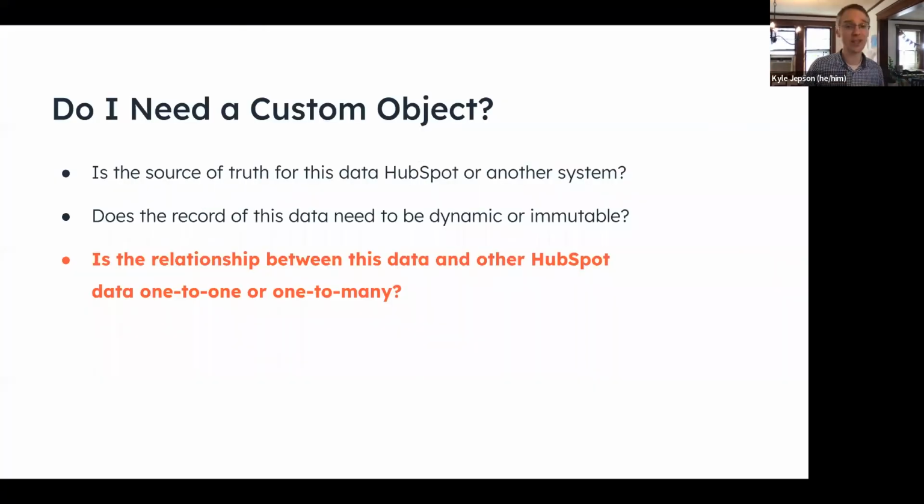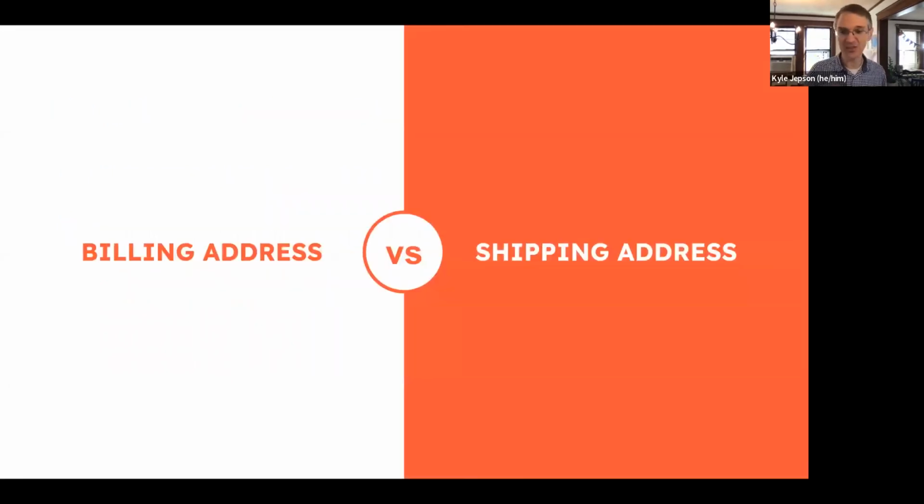Question 3 is the relationship between this data and other HubSpot data one-to-one or one-to-many? So think of a billing address versus a shipping address, right? If I'm your customer, you might require me to have just one billing address. And maybe for that, you use just the standard properties for street address and city and region and those sorts of things. And that's going to be one-to-one. Every contact has only one billing address.